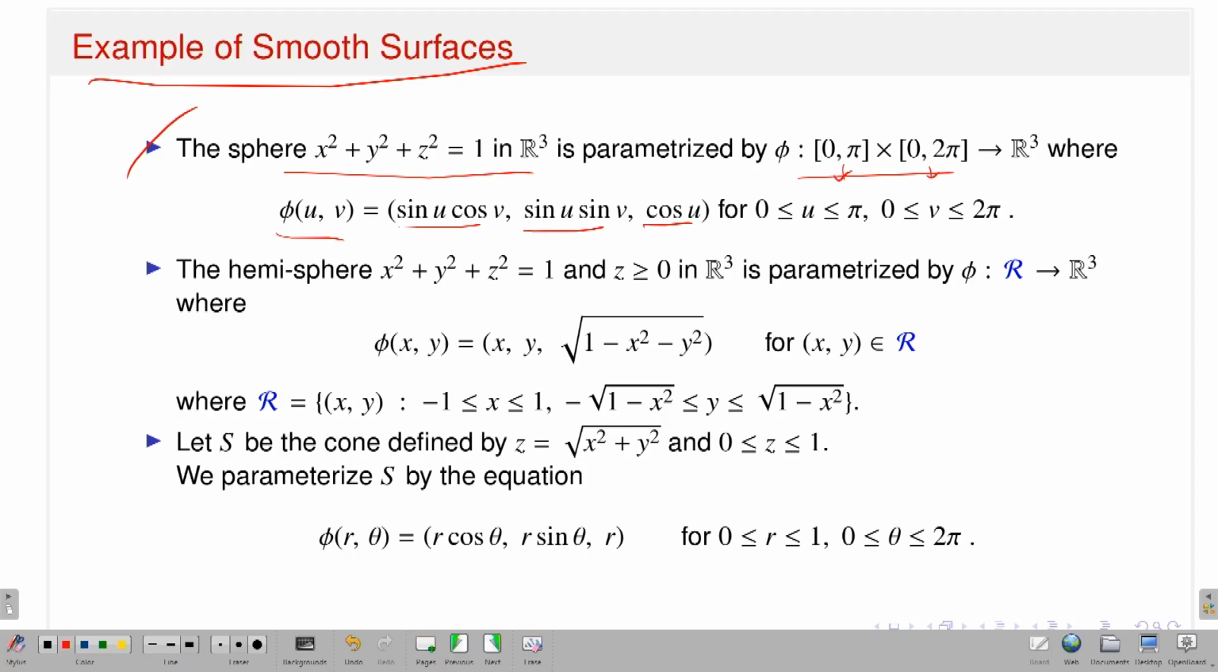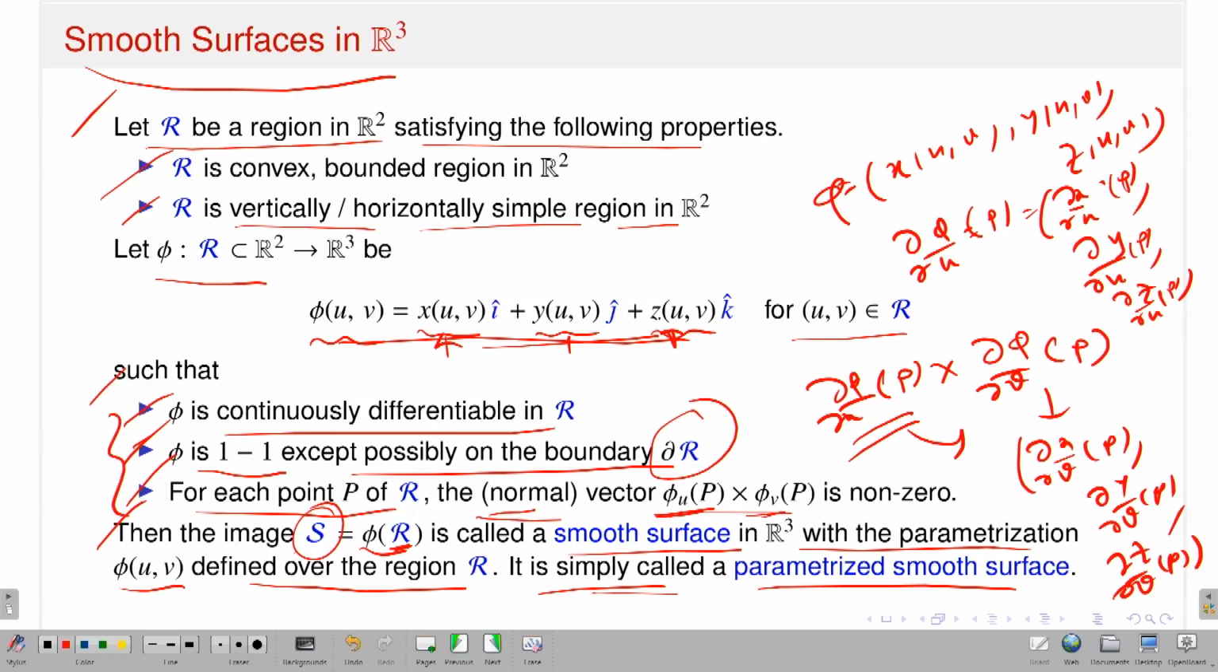This is true. And the third one is that if I consider any point p in my region [0, pi] cross [0, 2 pi], you have two vectors, del phi del u and del phi del v, at that point. If I take the cross product, it will give you a non-zero vector. Again, I am not going to do the calculations, but you just check it, it will satisfy all three properties. Continuously differentiable, perfectly all right. You just have to check that it is one-to-one in the interior region.